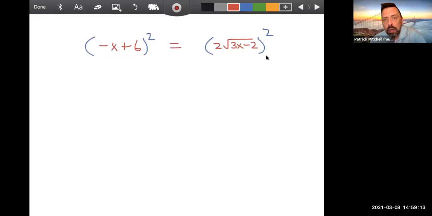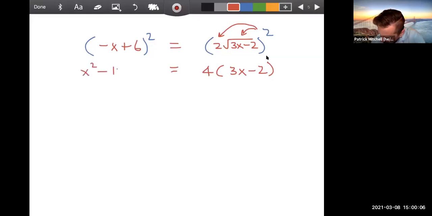The reason that I don't have to get that 2 out of there is because when you square 2 times the square root of 3x minus 2, you're squaring a product. And we have a property of exponents that says that just means squaring the 2 and squaring the square root, okay? Normally, the reason that we isolate the radical is so that we don't create new radicals if we don't have to. This is not going to create a new radical. It's actually going to eliminate the one that we have. It's just going to give me 4 times 3x minus 2. No radical. Okay. And then on the left side, that's just squaring a binomial, like we've been doing since the beginning of the semester and even before that. That comes out to x squared minus 12x plus 36. So that's just a regular old FOIL. If you need to, pause the video and try to work that out.